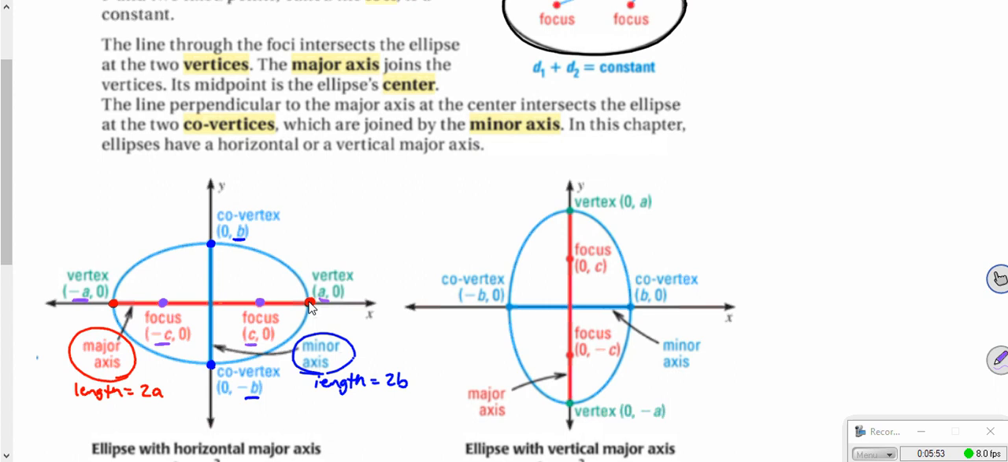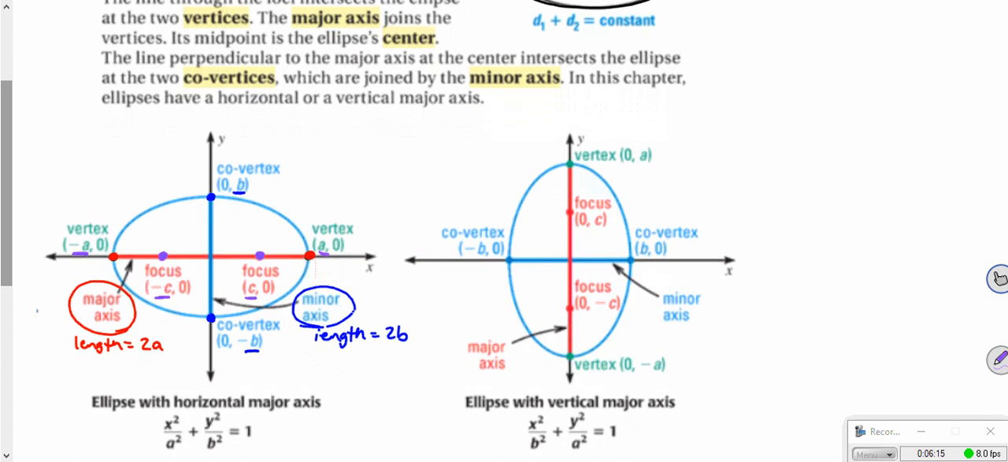Vertices are on the major axis, the longer one. Co-vertices are on the minor axis, which is the shorter one, and your foci are the two set points that, if you think about that GIF in your mind, is where that set length of string was tacked on each end. Now that, as you can tell by the definition, is an ellipse with the horizontal major axis. This is the basic form of the equation of an ellipse. Notice there's a plus in between, and notice that it equals 1.